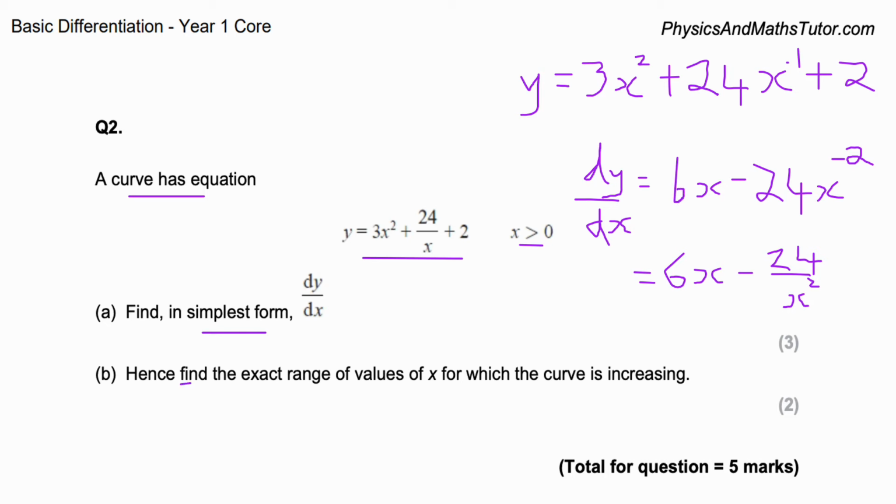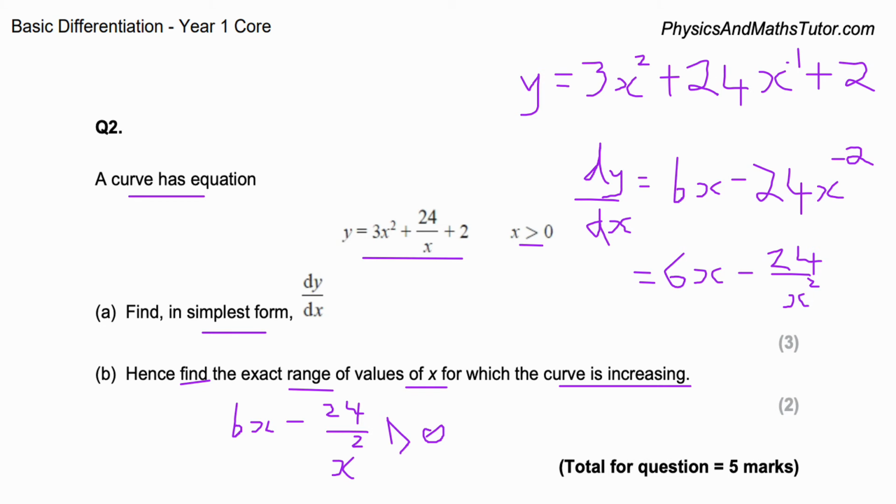For part B, hence find the exact range of values of x for which the curve is increasing. Well, that's when dy by dx is strictly greater than 0. So we set 6x minus 24 over x squared, this is when the derivative is bigger than 0. Whenever you see a curve is increasing, think of it as an inequality and it's bigger than 0, guys. So we're going to obviously solve this as we do normally.